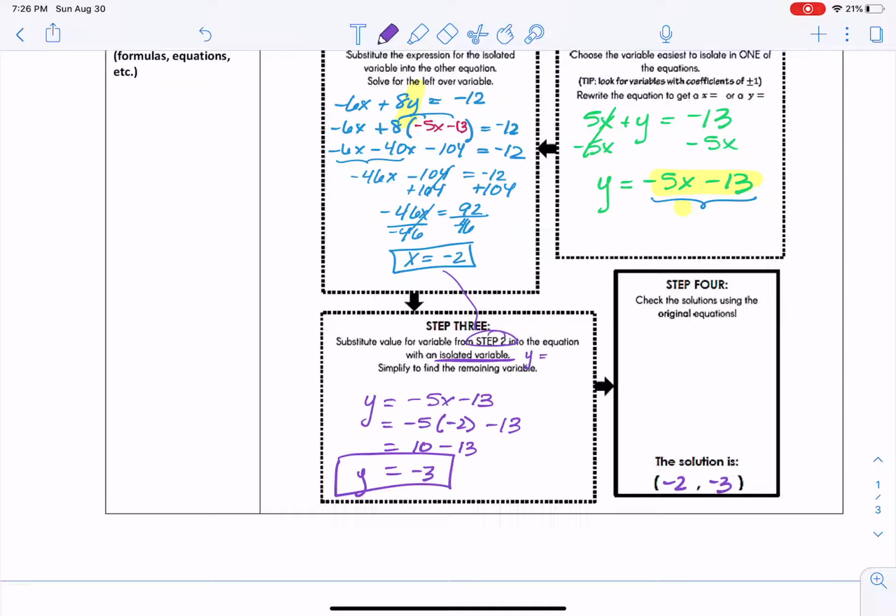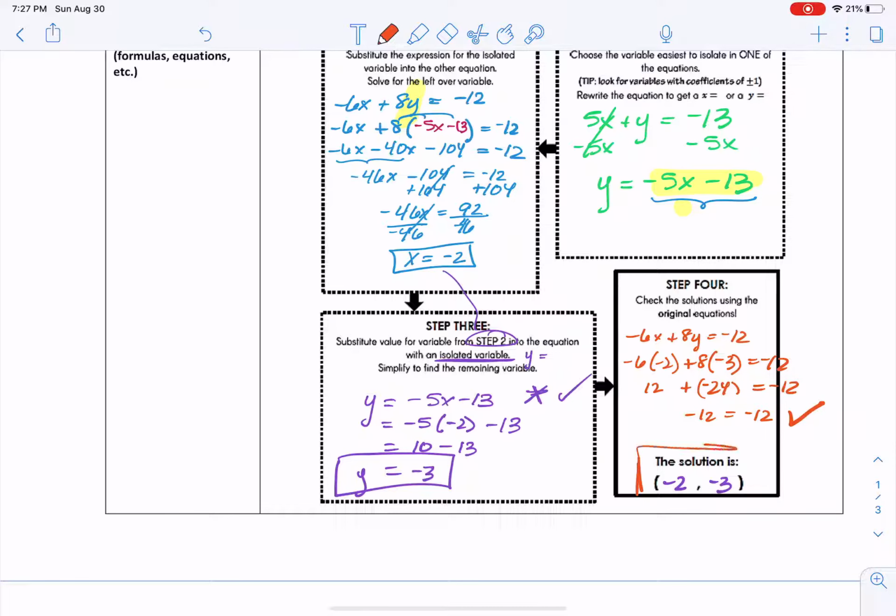Now I know it works for this equation because I just did it, so I know this one works. So now I need to substitute into the other one. And the other equation was negative 6x plus 8y equals negative 12. Negative 6 times my x, which is negative 2, plus 8 times negative 3 equals negative 12. 12 plus a negative 24 equals negative 12. Negative 12 is negative 12. That's a check. And that's how I know that my solution, in fact, makes both equations true.